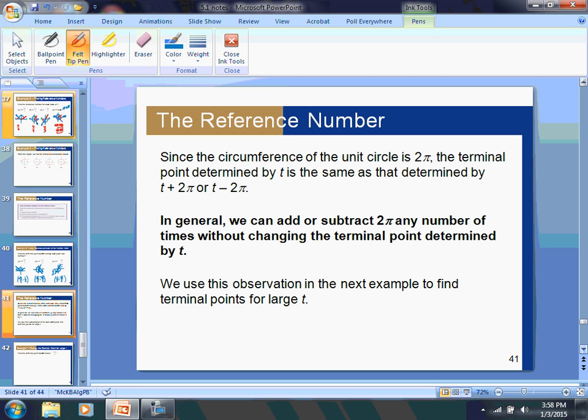Now, there's a little bit of a trick that we can use to help us from going around and around and around the unit circle when we're given really big distances that we're supposed to move around the unit circle. So remember that anytime we go around the unit circle, we're going around 2 pi. So if they give you a large value for t, then you can shrink that. You can subtract 2 pi and make it smaller, and just keep subtracting 2 pi until you get to a point where you can't subtract 2 pi anymore. Okay? And that will be your reference angle.